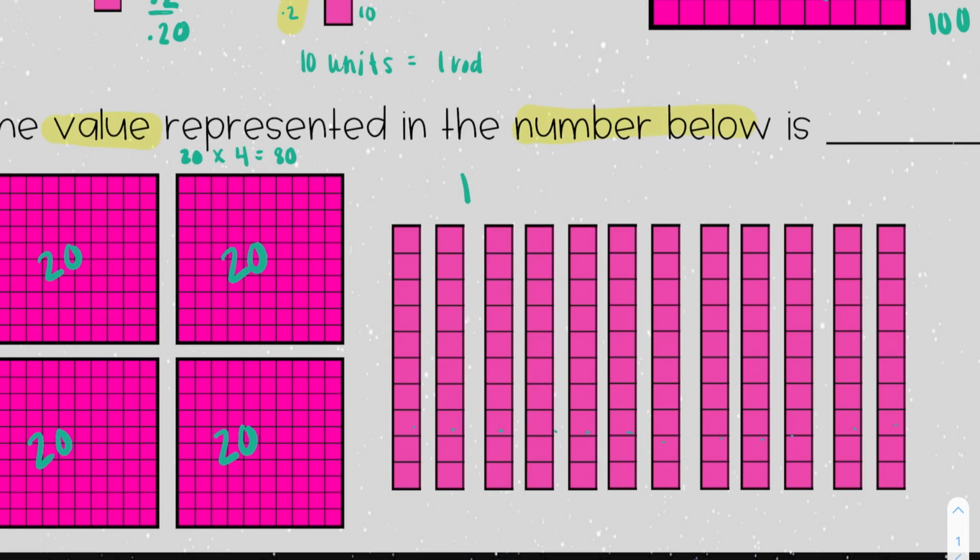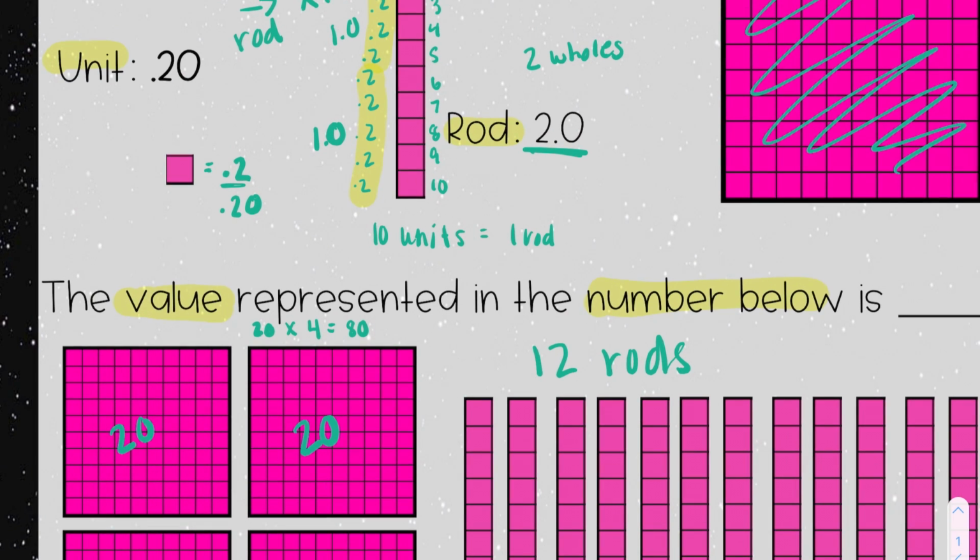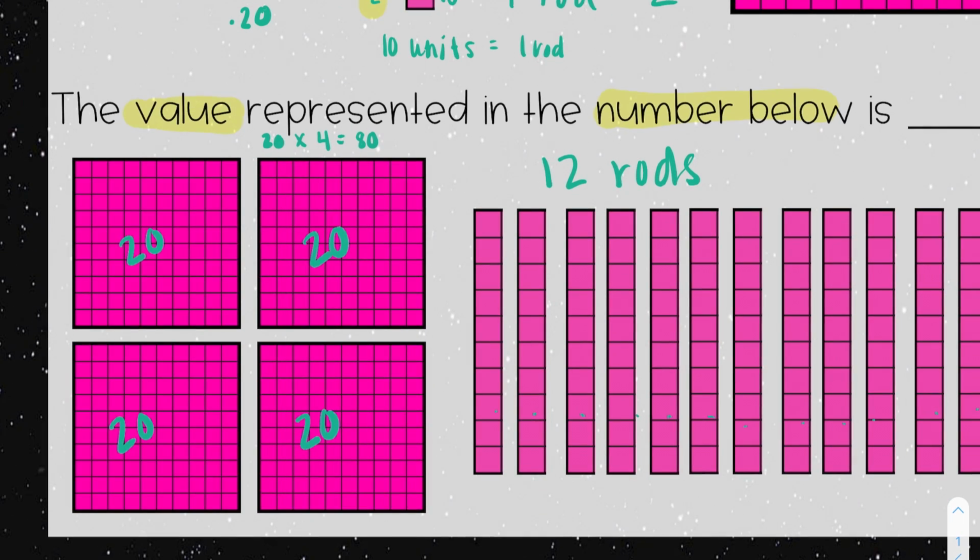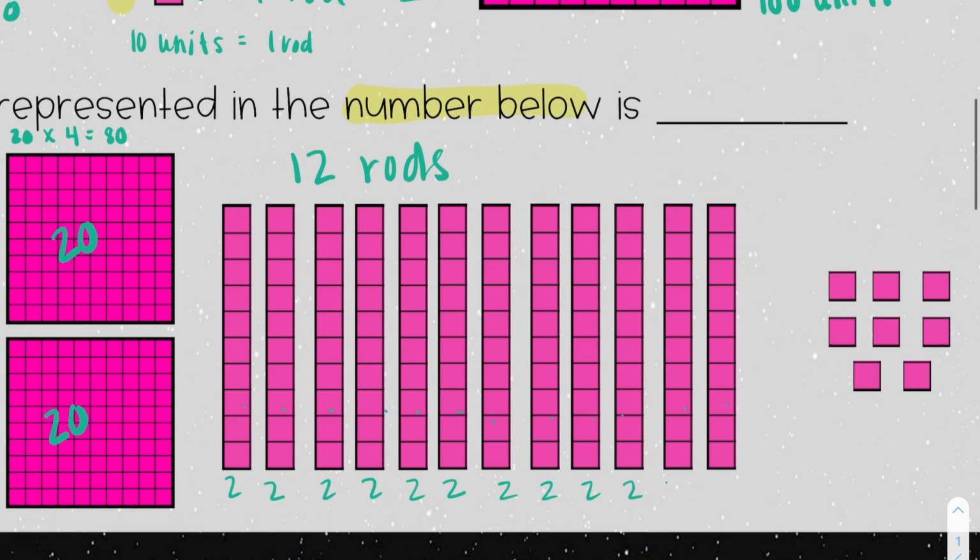So the next thing I'm going to do is count my rods to see how many rods I have. And when I count them, I see that I have 12 total rods. So I can do 12 times 2 because one rod is worth 2 whole numbers. So I have 2, 4, 6, 8, 10, 12, 14, 16, 18, 20, 22, and 24 because I know that 12 times 2 is 24.